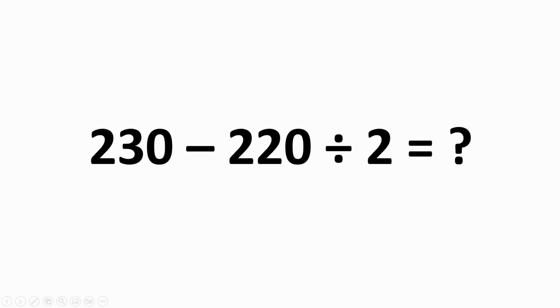All right, we got a simple mixed operations problem here. This one is viral all over the internet. And what's confusing is that some people are claiming that a mathematics PhD is saying the answer is something like 55 or 5. But we're going to get into that and show you why that's not the case. The problem is 230 minus 220 divided by 2 equals what?